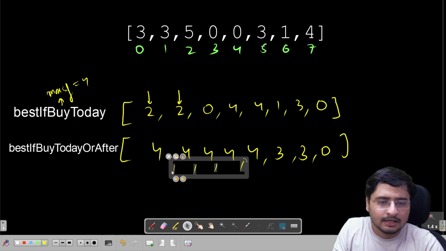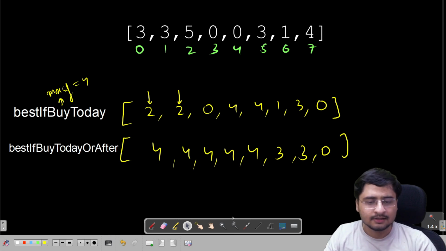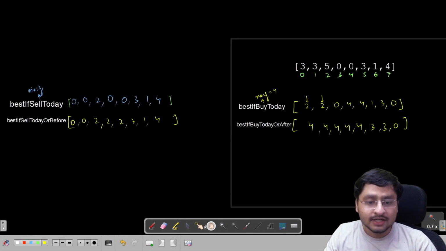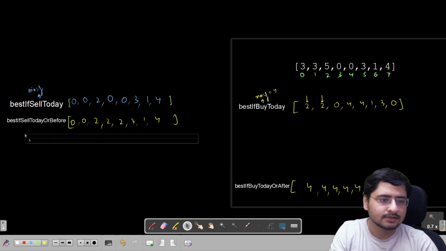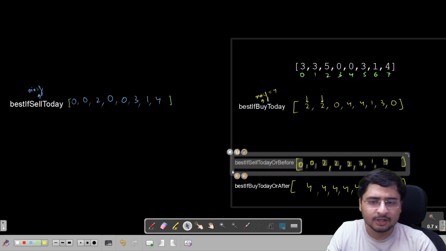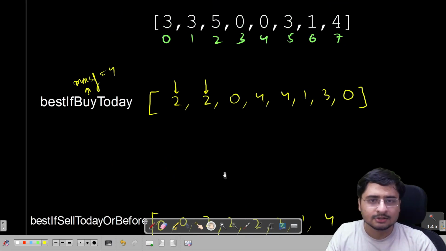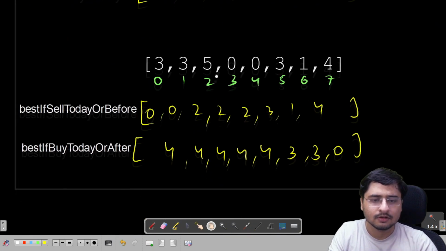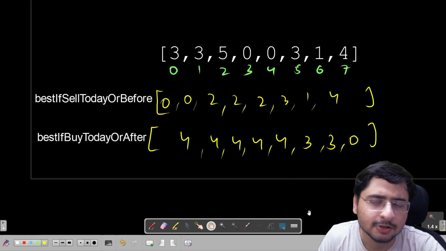I'm going to take a pause here. I hope these 4 arrays are clear to all of you. Now, what we are interested in are the last 2 arrays. Look at them very closely. I'll just bring this down as well. Now, look at these very closely. What are we saying in these particular 2 arrays?